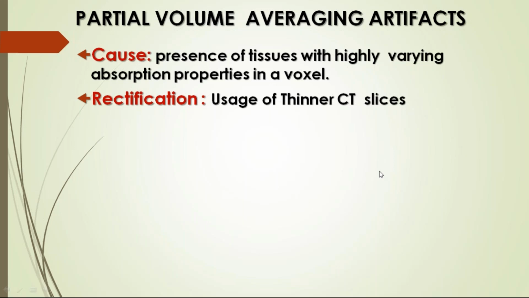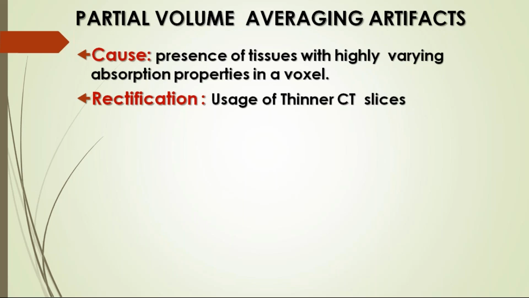Okay, next coming to the partial volume averaging artifacts. The cause of these is the presence of tissues with highly varying absorption properties in the same voxel, and the rectification is usage of thinner CT slices. Actually, normally, what are partial volume averaging artifacts? Normally we will take 5 mm, 3 mm slices. Okay, I will tell you clearly what partial volume artifacts means.